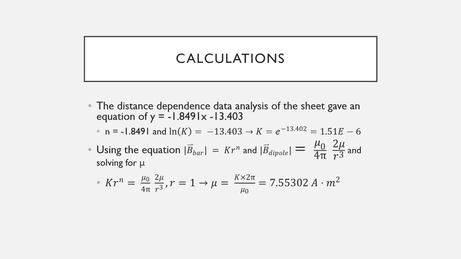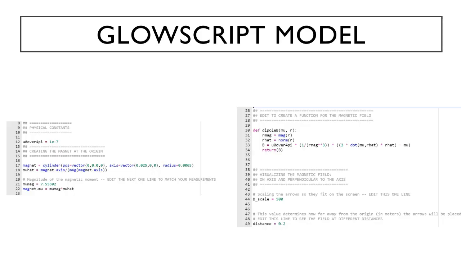The VPython script model to show our magnetic field starts with defining physical constants, so our mu naught over 4 pi, and creating a magnet object, and then putting in our calculated dipole moment for the magnet that we calculated earlier. Then we use the Biot-Savart law to create a function that makes the dipole field at a certain distance when you're given your mu value and your observation distance r.